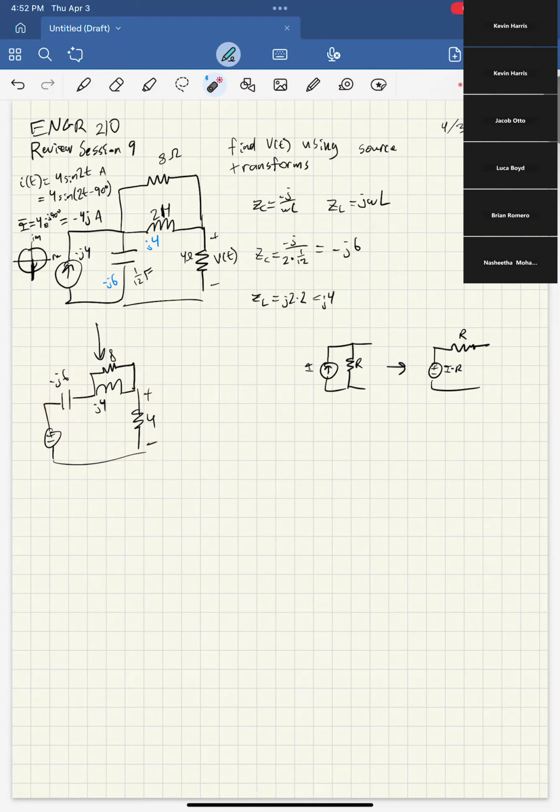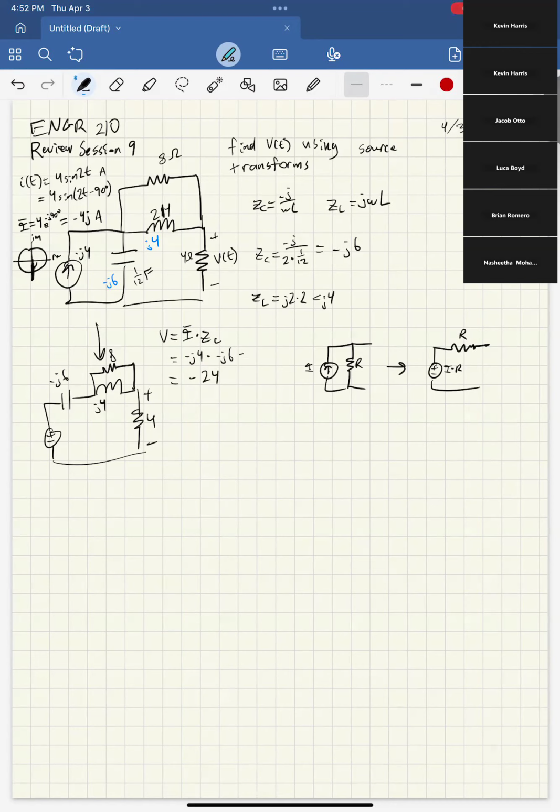So we need to keep this resistor intact while we do our other simplifications. So now we're here. For the voltage here, it would be I bar times the impedance of the capacitor. So it's going to be negative J4 times negative J6, which will get us negative 24.